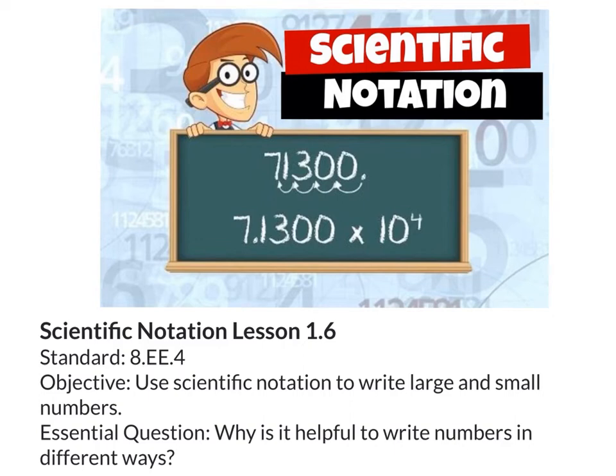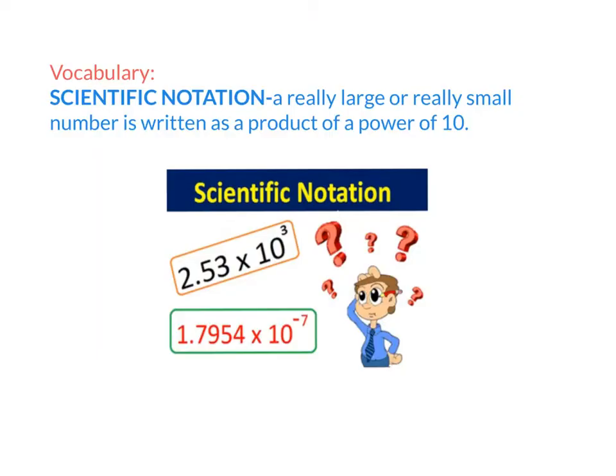Scientific Notation, Lesson 1.6. Standard is 8.EE.4. The objective for today is to use scientific notation to write large and small numbers. The essential question is, why is it helpful to write numbers in different ways?